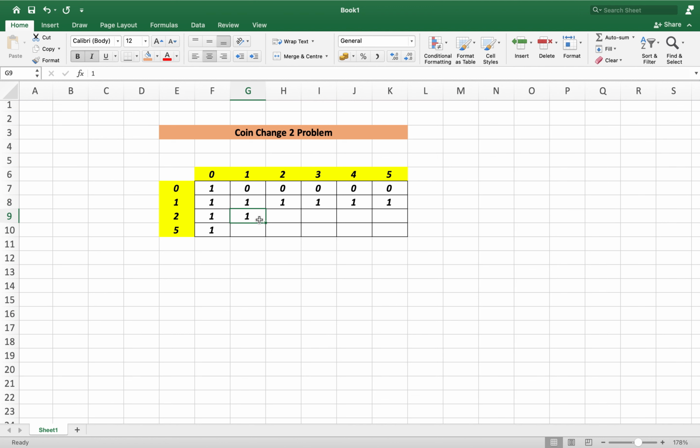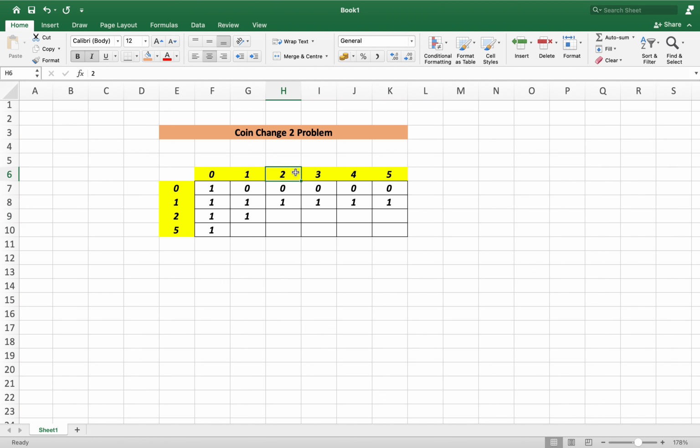Then it will check if 2 is less than or equal to the amount 1. Since 2 is greater than 1, it cannot form the amount 1 in this universe. So the algorithm is not going to do much in this case. It's going to simply populate this cell with the value of this cell, and that's it. It will move ahead. So the algo moves ahead now.